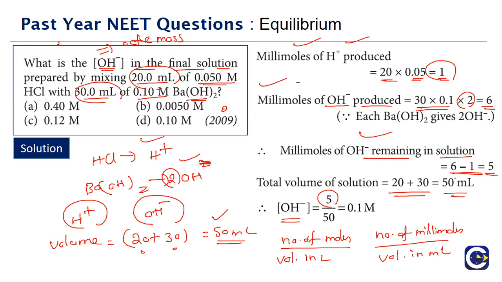So here the number of millimoles is 5, and the volume in ml is 50 ml. So 5 by 50 will come, which is 0.1 molar. So the correct answer for this is option D.